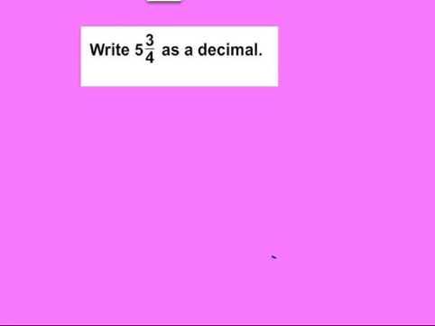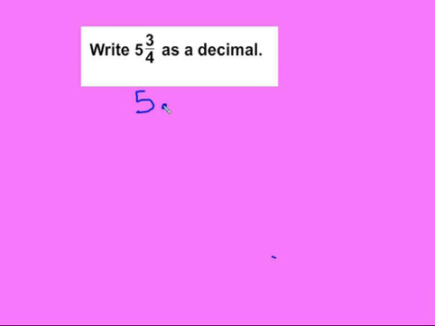Okay. Sometimes you'll be asked to write a mixed number as a decimal. In this particular case, the fraction 3/4 is one that's very common. We should have it memorized that 3/4 is actually 0.75. But in order to show this work here, there are two ways of going about it. I know that 5 is my whole number, so I know my answer is going to be 5 point something.